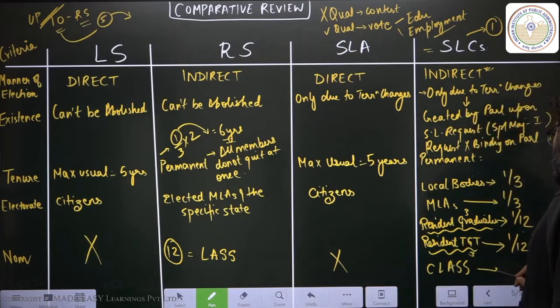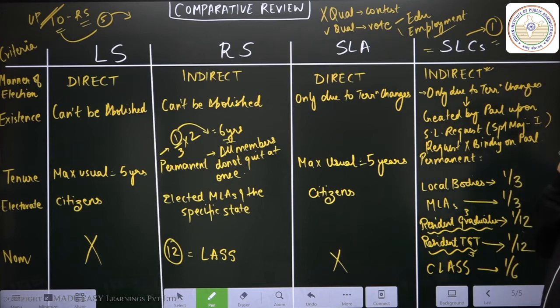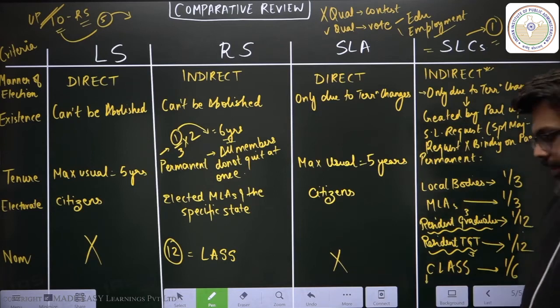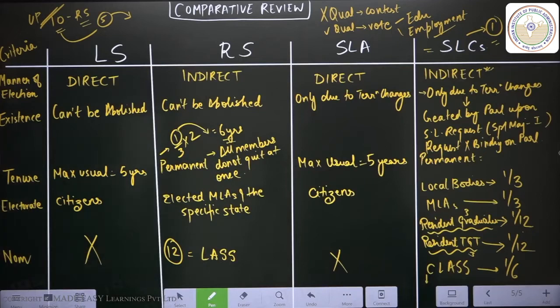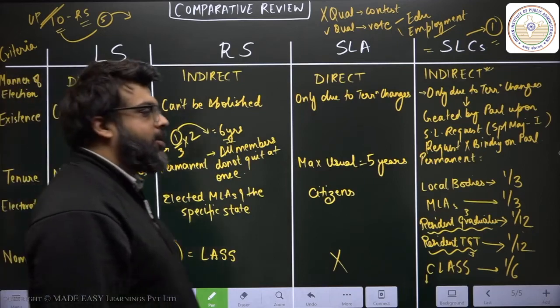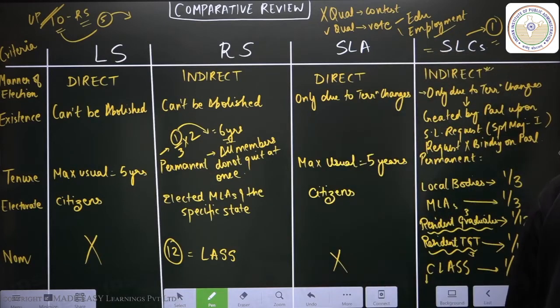CLASS, and this is 1/6. So 1/6 of the legislative councils are essentially on the basis of class, which is cooperative societies, literature, arts, science, and social service. Cooperative societies, literature, arts, science, and social service.